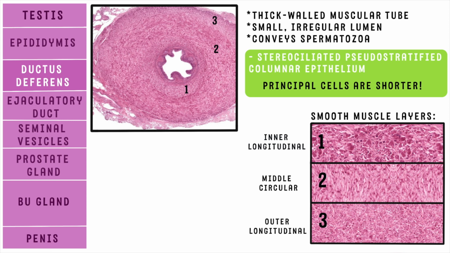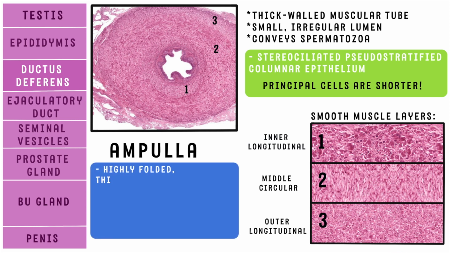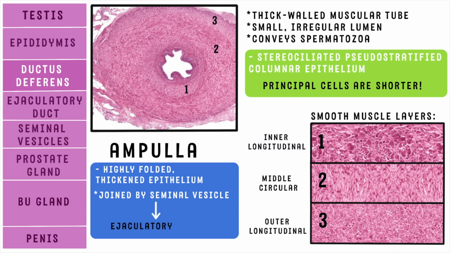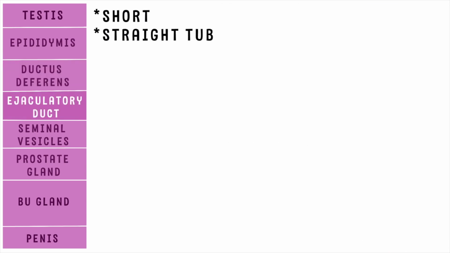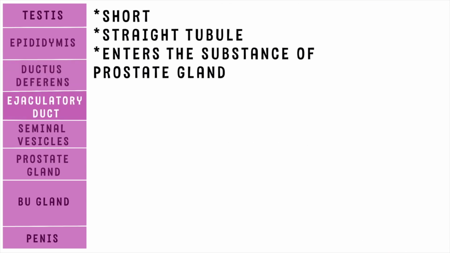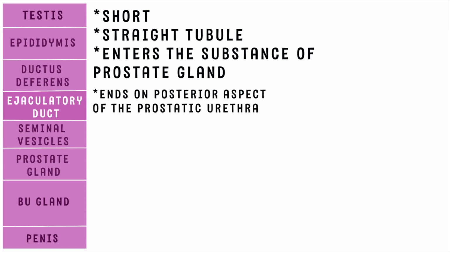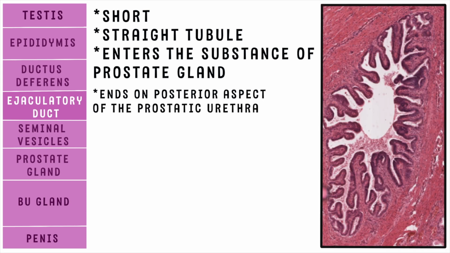The dilated terminus of each ductus deferens, known as the ampulla, has a highly folded, thickened epithelium. As the ampulla approaches the prostate gland, it is joined by the seminal vesicle. The continuation of the junction of the ampulla with the seminal vesicle is called the ejaculatory duct. Each ejaculatory duct is a short straight tubule that enters the substance of and is surrounded by the prostate gland. The ejaculatory duct ends as it pierces the posterior aspect of the prostatic urethra at the colliculus seminalis.